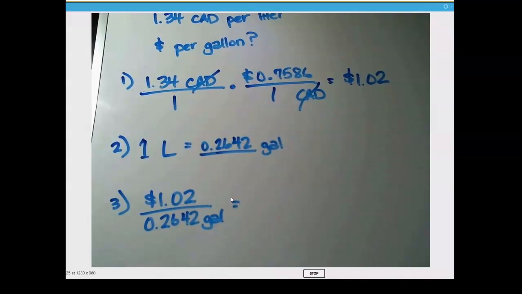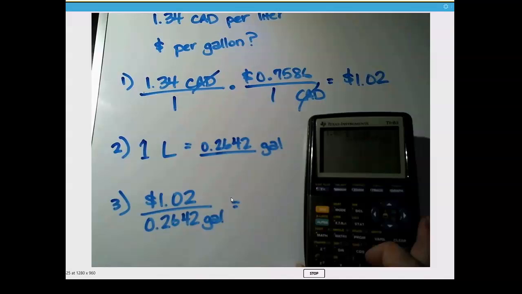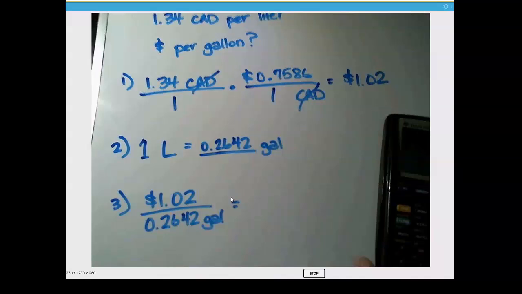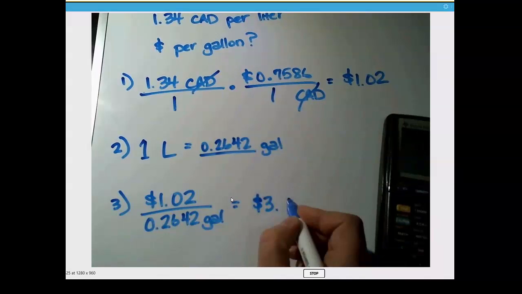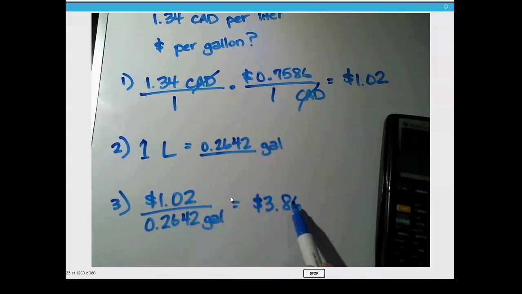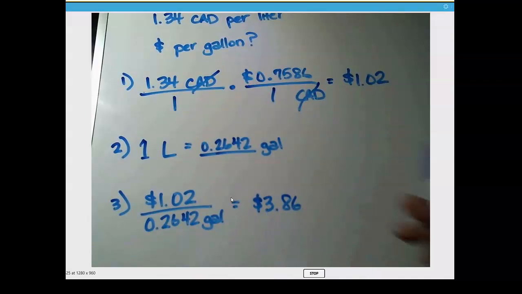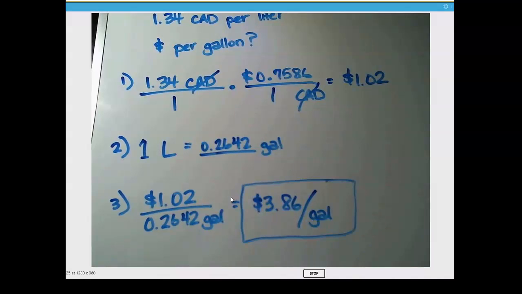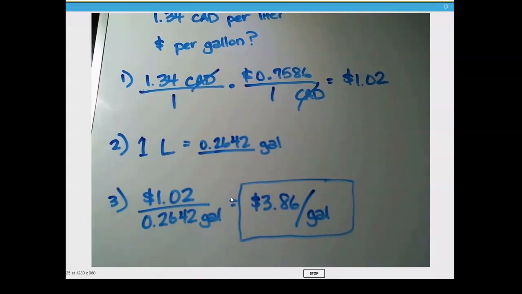All right, let's see what that comes out to be. When I divided, I got about $3.86 after you round it off. So it's $3.86 per gallon. So that means gas is expensive in Canada. Okay. That's the last one.